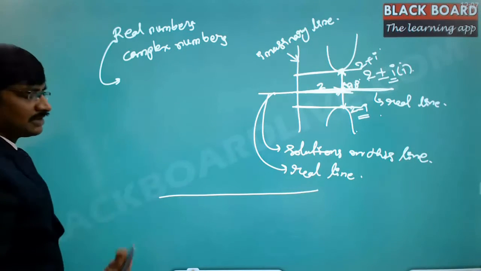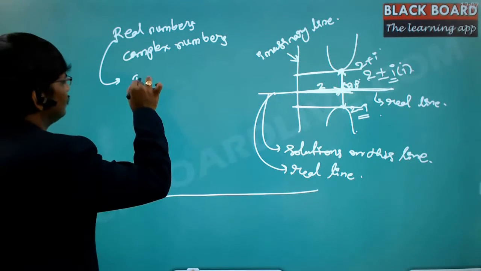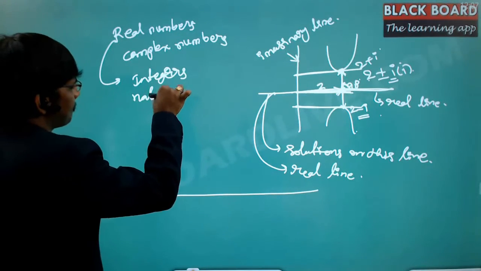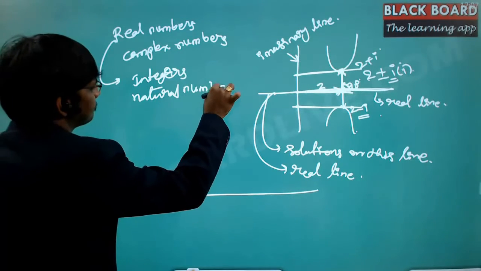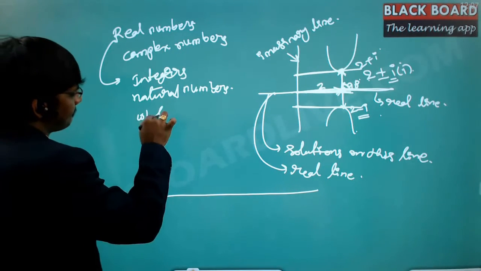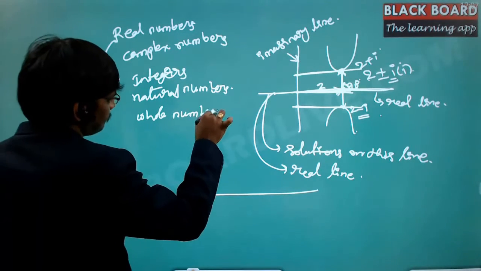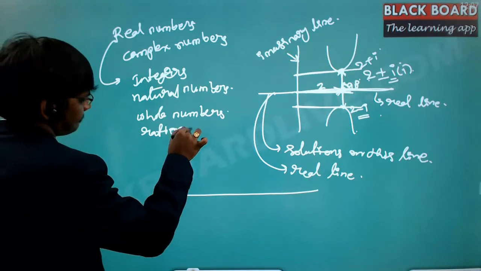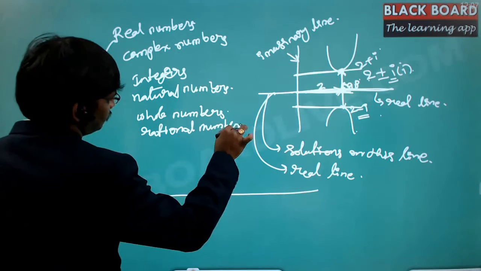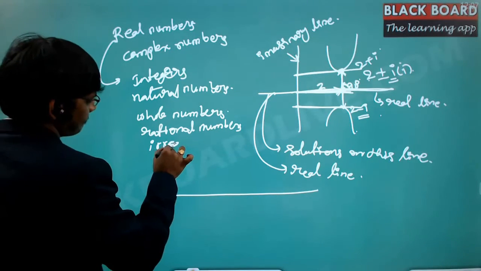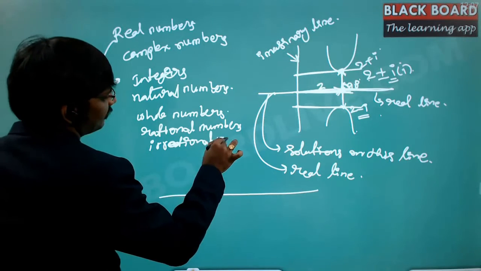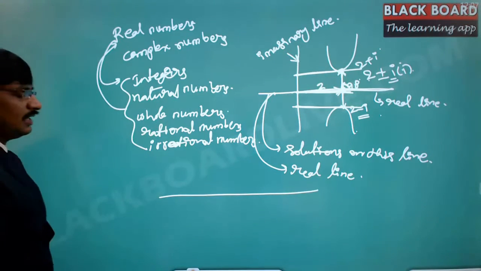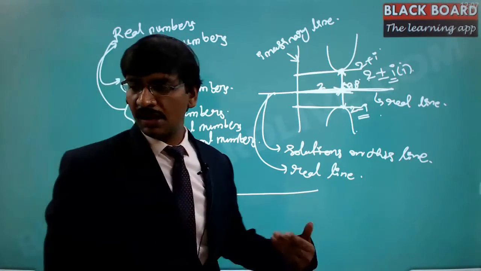But these real numbers are further classified into many types. One is the integers, natural numbers, whole numbers, rational numbers, and irrational numbers. But all these different kinds of numbers are only subsets of the real numbers. So the real numbers is the master number system. It includes all such kinds of numbers.